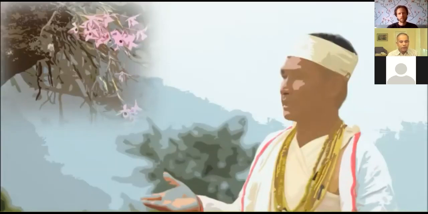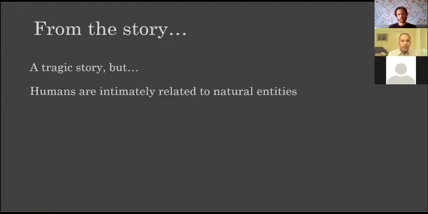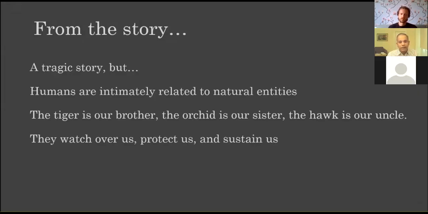And even to this day, in the village, people look at these orchids, and when they are in bloom, they start their field work. And that's the story in short. From the story, we gather this: although it's a tragic story, humans are intimately related to natural entities. Hrusso Akas consider the tiger as their brother, orchid as their sister, and the hawk as their uncle. They watch over us, protect us, and sustain us.